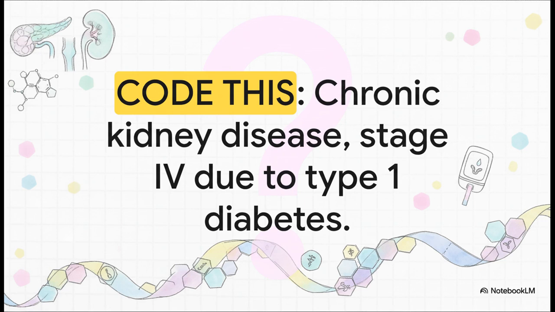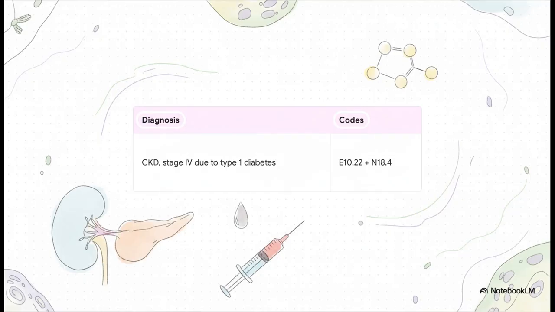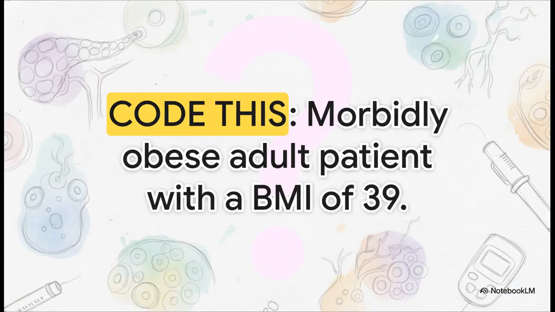The documentation says chronic kidney disease, stage 4, due to type 1 diabetes. What are the codes for this? And there you have it. It's a 2-code answer just like we practiced. First, you have E10.22, that great combination code for type 1 diabetes with chronic kidney disease. Then you add N18.4 to get that crucial detail about it being stage 4. Beautiful. All right, last one.